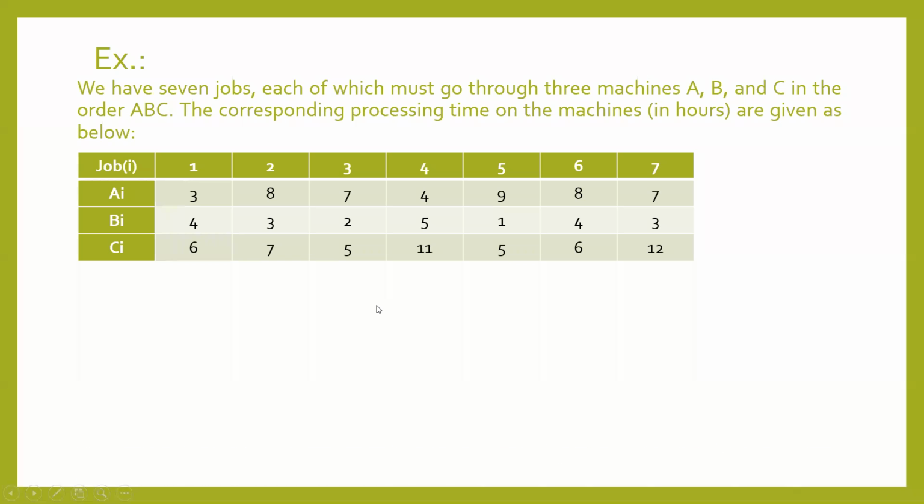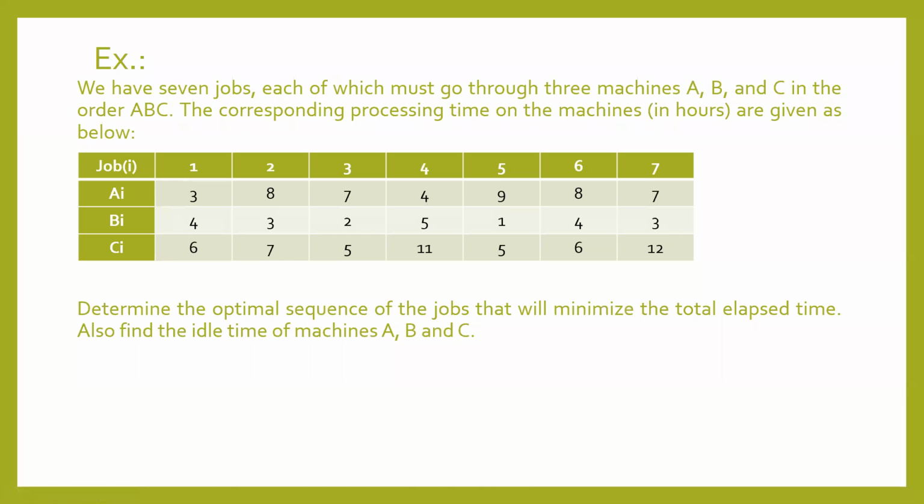What are we supposed to find out? Determine the optimal sequence of the jobs that will minimize the total elapsed time, and also find the idle time of machines A, B, and C. Now let us see how you do it.